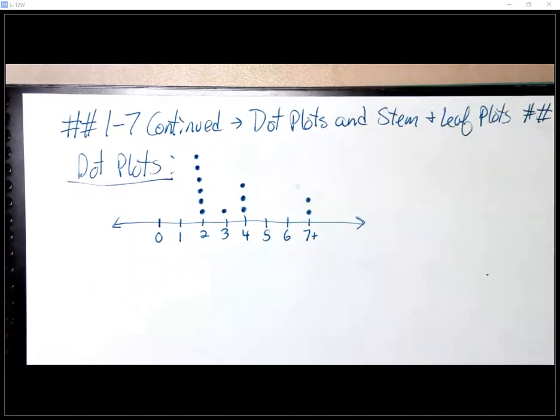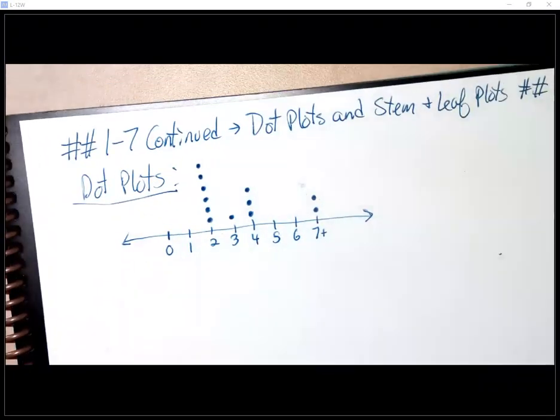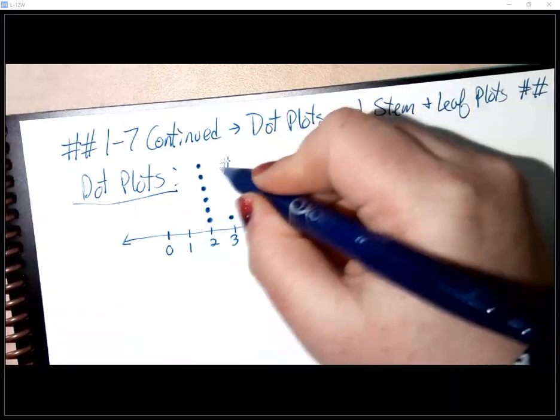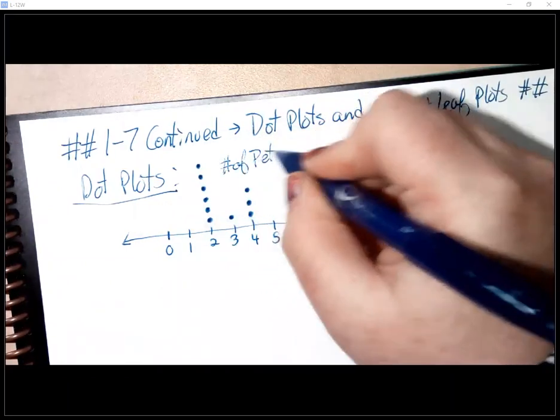Okay, so let me just add that we gotta give it a title. So this is number of pets in C block.